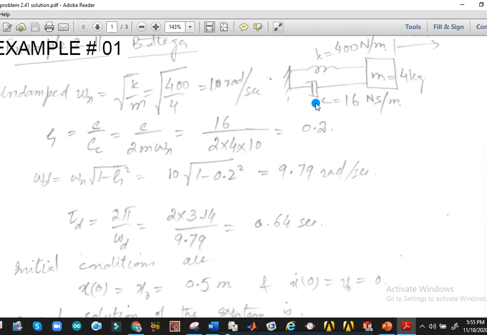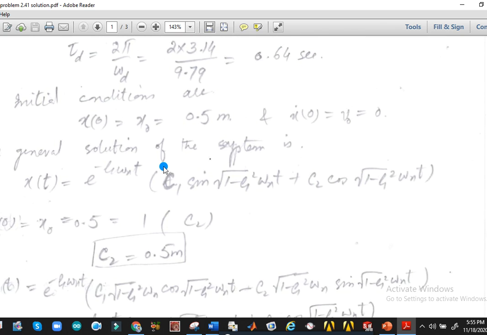Next we will put the general solution of the system. For example, x of t is equal to e exponential of minus zeta omega n t into brackets c1 sin square root of 1 minus zeta square omega n t plus c2 cos square root of 1 minus zeta square omega n t. So this is the expression of the general solution that was derived for the damped mass spring system for the underdamped case. We know that omega n is known, zeta is known, and this is the time dependent response. What are the unknown coefficients? That are C1 and C2.